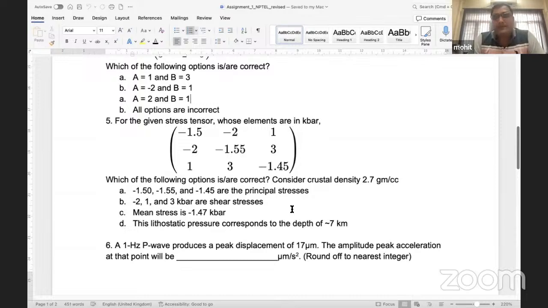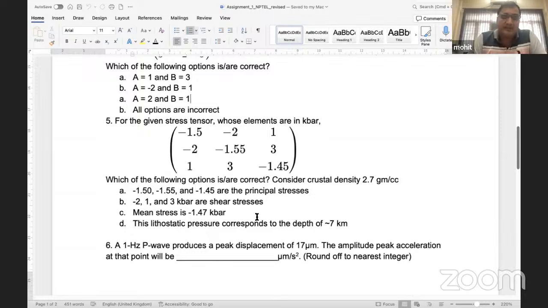Option B, minus 2, 1, and 3 kilobar are the shear stresses. If you look, minus 2 is there, 1 is also there, and 3 is also there. So this option is correct. So this is the right answer.